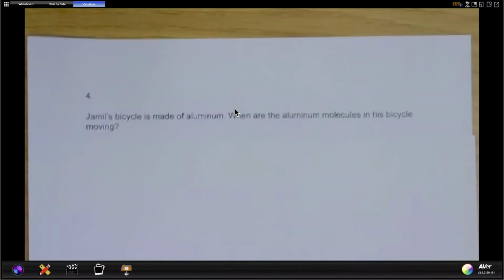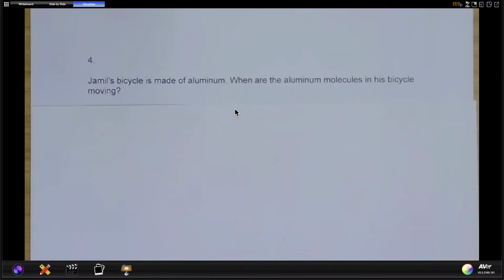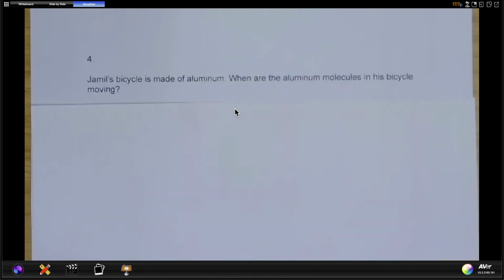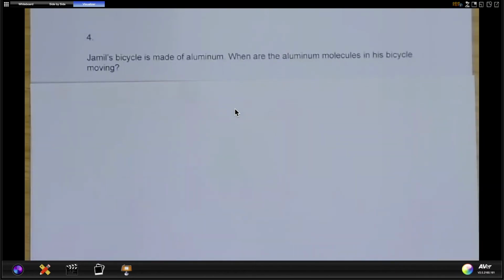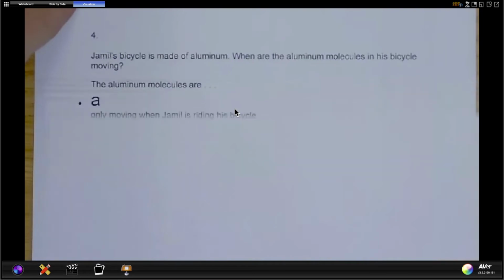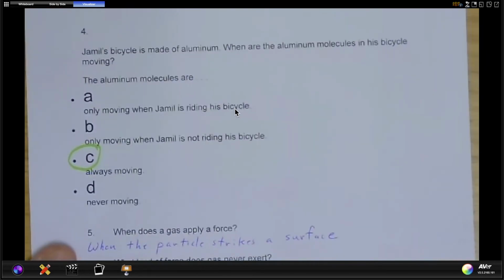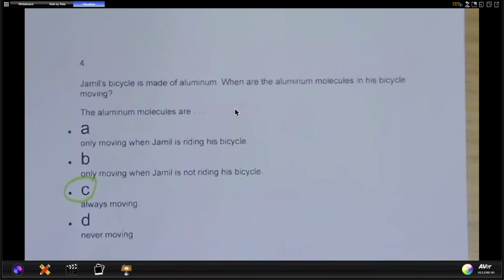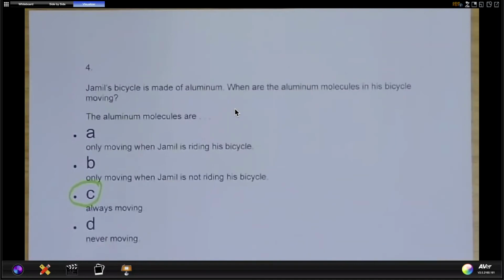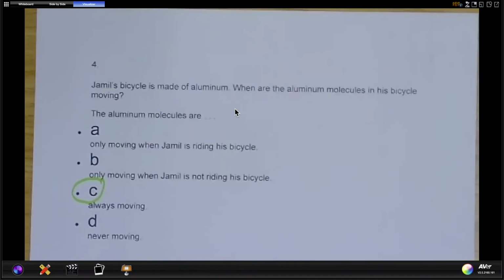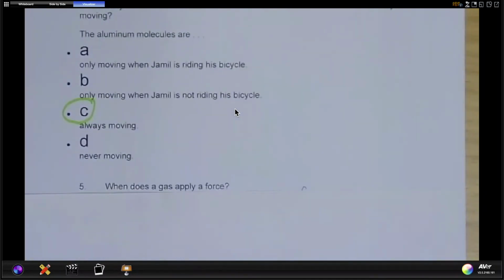Okay. Question 4 gets considerably easier, I hope. It said Jamal's bicycle is made of aluminum. When are the aluminum molecules in the bicycle moving? Really, I hope you could have answered this before we even did this unit, because we know that it's got to be C, they're always moving, because if there's a point where they're not moving, that means we're at absolute zero, and we are never at absolute zero.